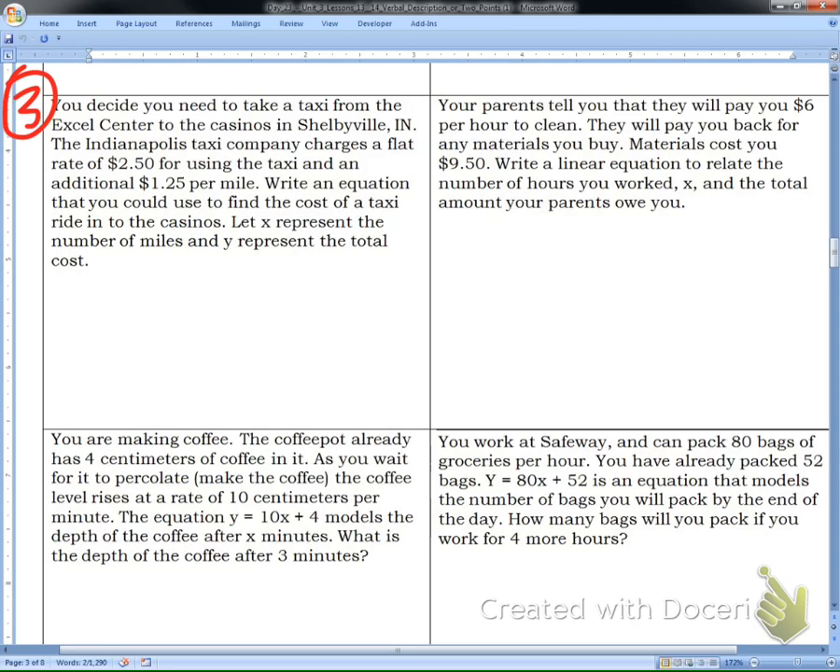You decide to take a taxi cab from the Excel Center to Shelbyville. Indianapolis Taxi Company charges a flat rate. That's the rate that you get charged just for getting into the taxi, and an additional $1.25 per mile. So let's write this equation. It says let x represent the number of miles. So we know y is equal to, and then find the number that's associated with miles right there. And there's that other keyword there, per. So $1.25 per mile.